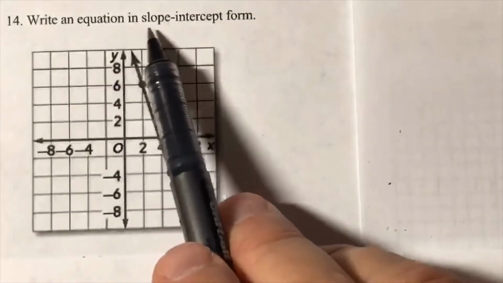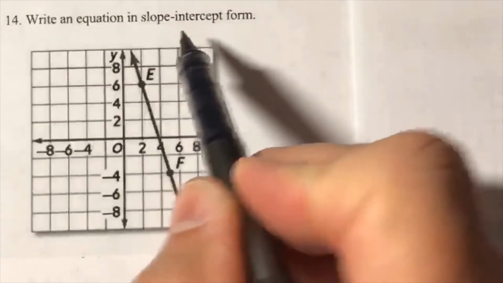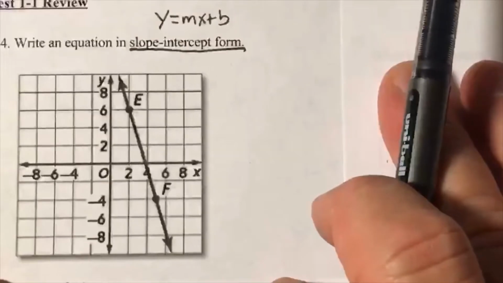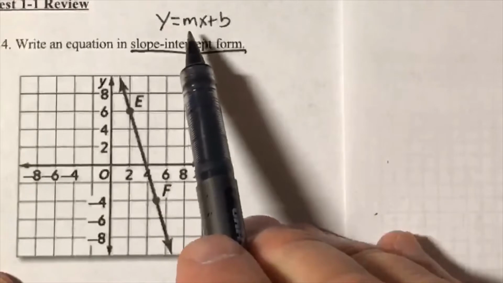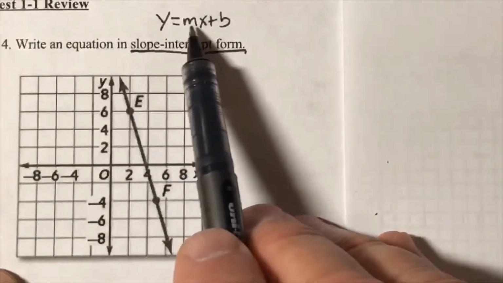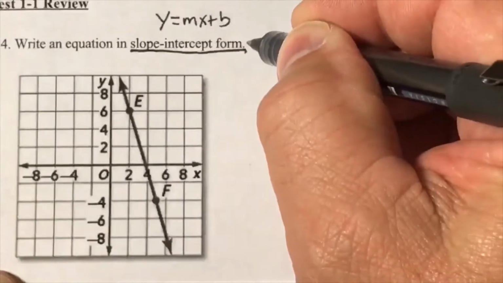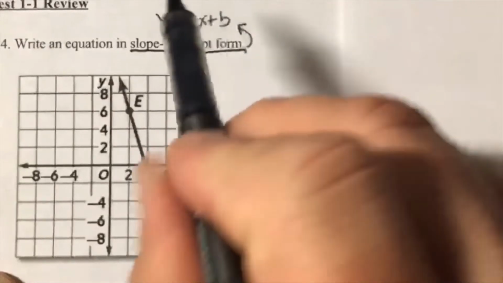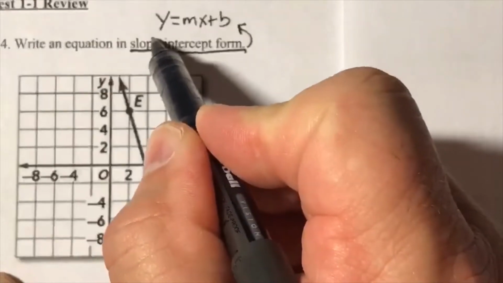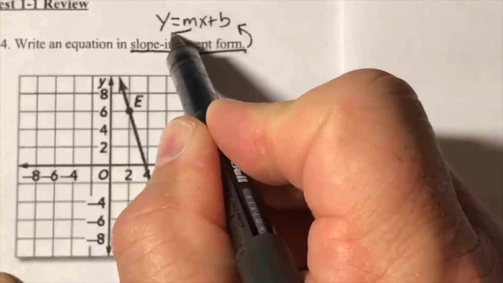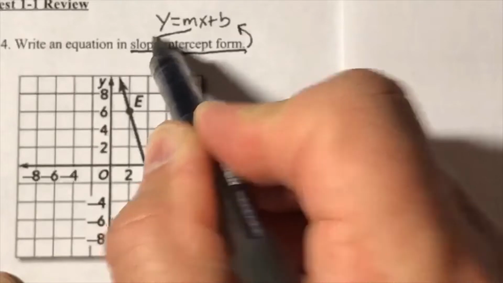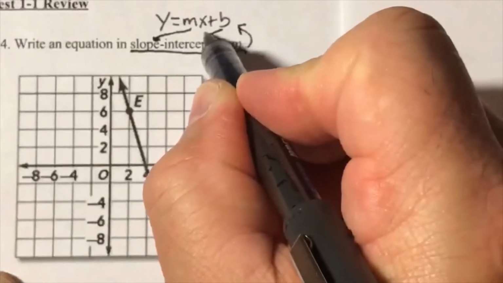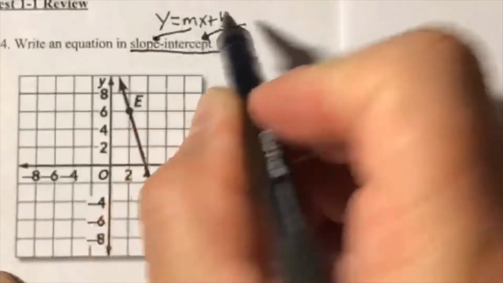Write an equation in slope-intercept form. Very important right here. What is slope-intercept form? Write this down: y equals mx plus b, that is slope-intercept, where the word slope is the m and the y-intercept is your b.